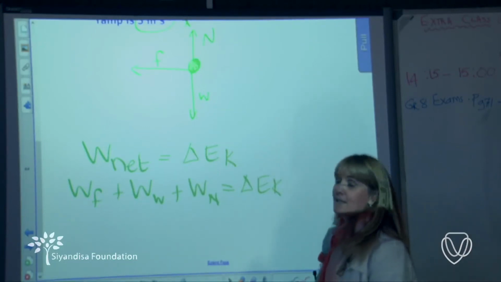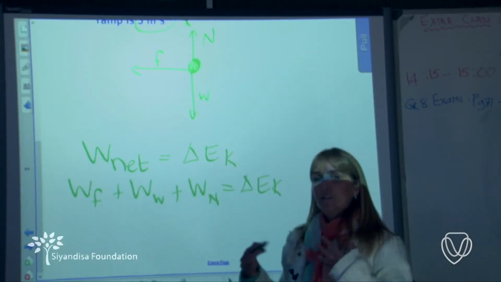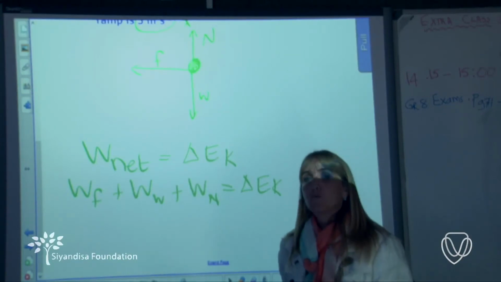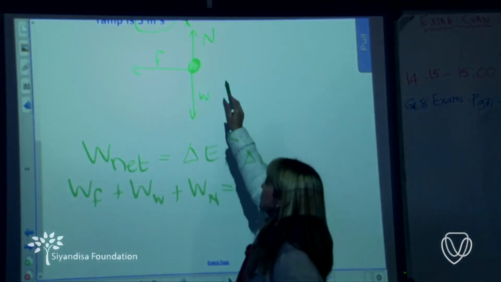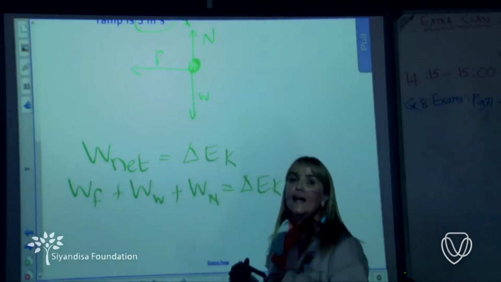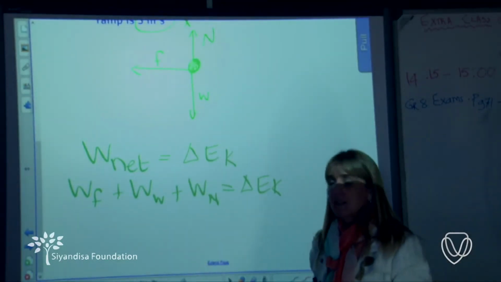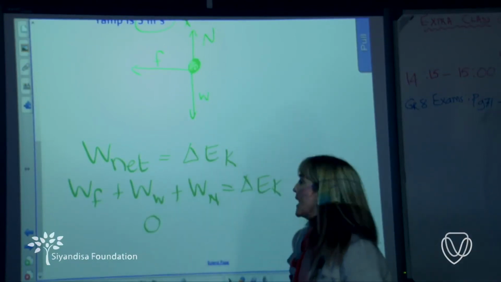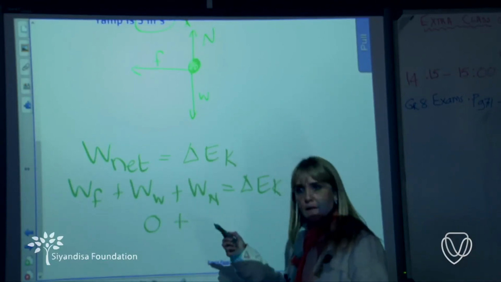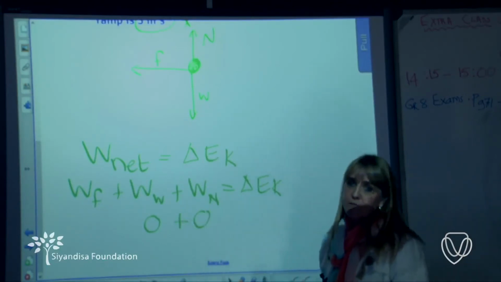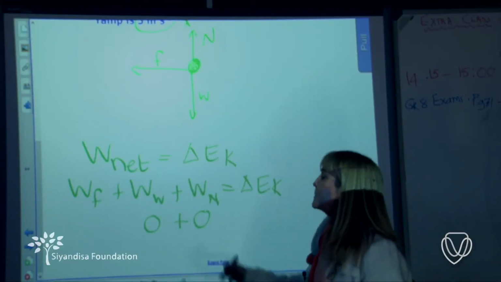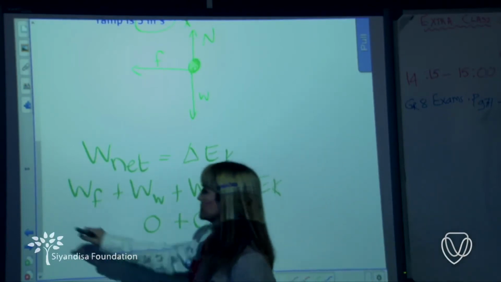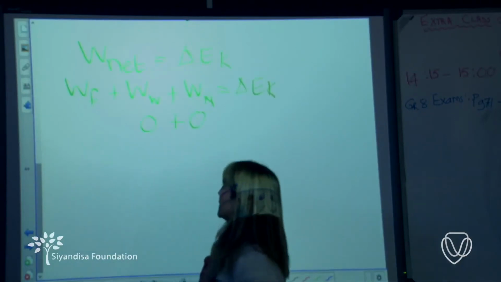But there's a bit of good news here. The first 2 examples I did with you, I asked you whether weight and normal do work on an object. Both the normal and the weight in this example are at 90 degrees to the displacement of the object, which means that the work done by weight is going to be 0. And the work done by the normal is going to be 0, which really simplifies your equation dramatically. Please show your 0 substitutions, though. You cannot just ignore those 0 substitutions.